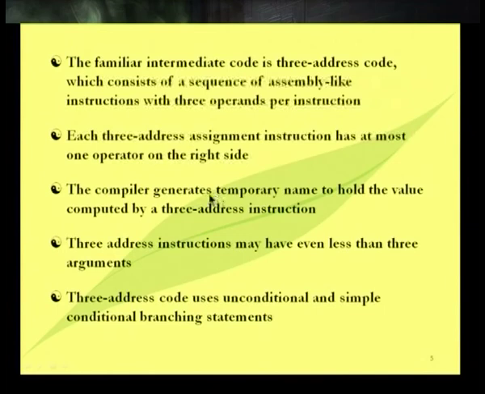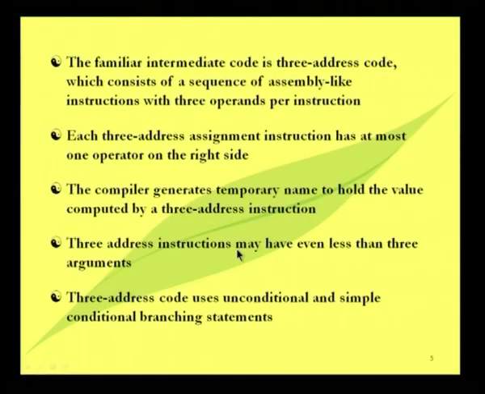The compiler generates temporary names to hold the values computed by the 3 address statements, and sometimes we may even have fewer operands than expected. 3 address does not necessarily mean exactly 3 addresses. As I mentioned earlier, if it is an array operation, or an unconditional branch, then we will have fewer operands than exactly 3.